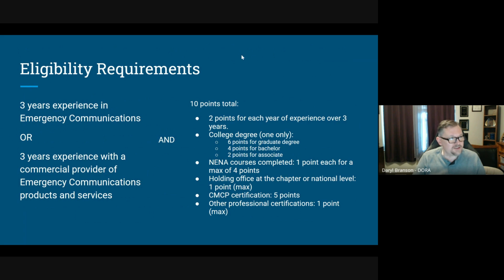So you can see it's not too difficult to get to 10 points, but if you don't have 10 points yet, you can continue working in the call center until you get enough points through the experience, through the 2 points per year experience item, or you can take some NINA courses, or you can look at maybe some other types of certifications, or you can run for a position with the Colorado NINA APCO chapter, which I highly recommend.